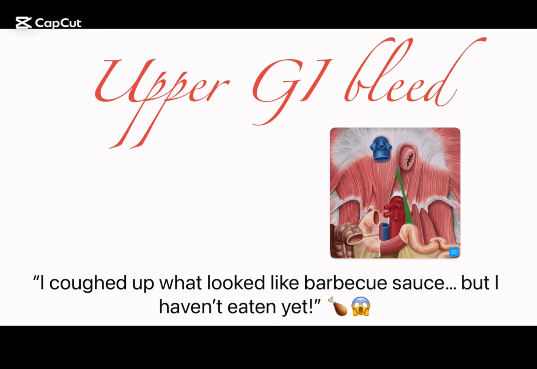Hello everyone, in this video we will discuss upper GI bleed. Anatomically, upper and lower GI are divided by the ligament of Treitz. This is the second part of the duodenum, third part, and fourth part. This is the duodenojejunal flexure. If the bleeding occurs above this part, it's called upper GI bleed. If it occurs below it, it's called lower GI bleed.